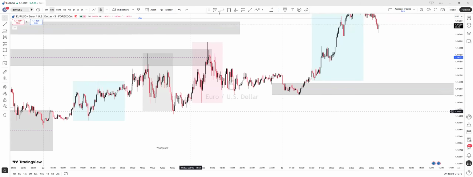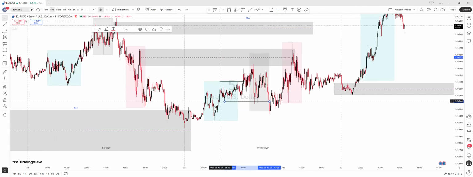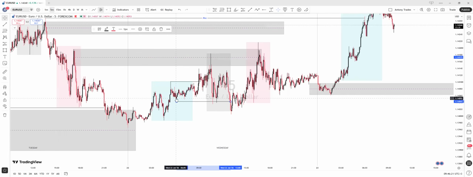So I saw, from the 5 minutes, I can see this was not the last. I can use this one. The reason why I'm using this one as my last break of structure is because here we don't have a break. It's just a sweep of liquidity. And then we have a break of structure here to the downside, or a change of character, of which this is not a strong change of character, guys.